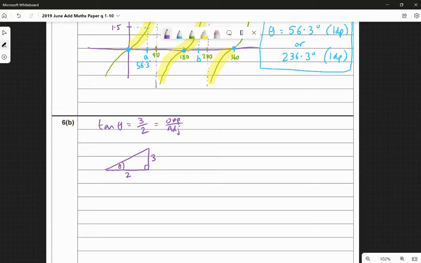So I know that sine theta is the opposite over the hypotenuse. So if I've got the opposite and the adjacent, I can use Pythagoras to work out the hypotenuse.